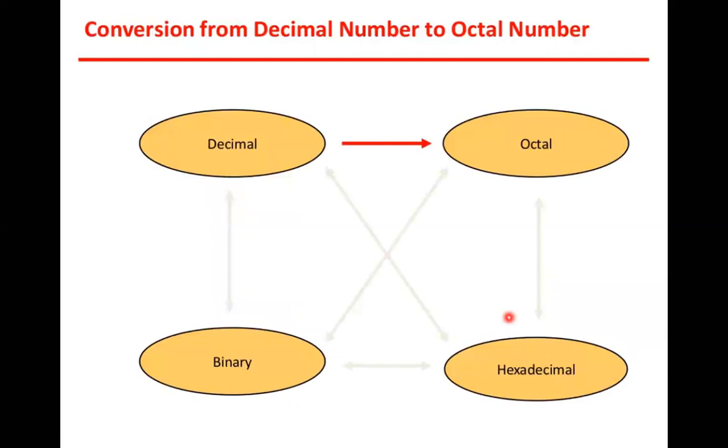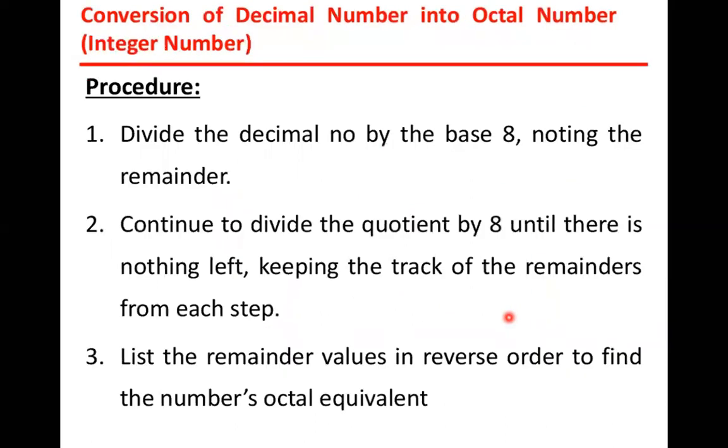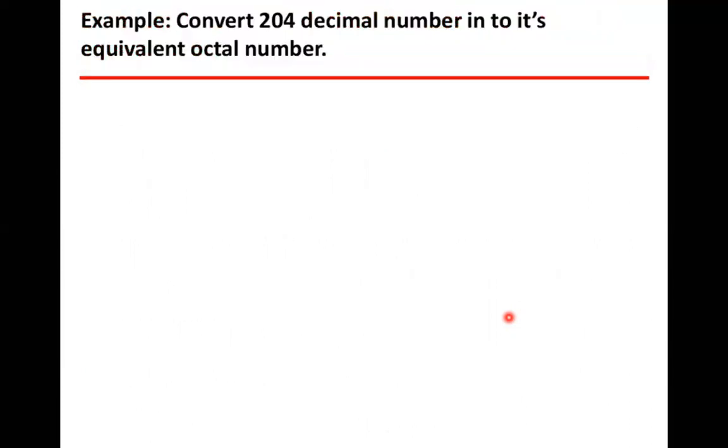Now the conversion between the decimal number system to octal number system. What is the procedure? Divide the decimal number by the base 8, noting the remainder. Same way, decimal to binary we have divided it by 2. Here, decimal to octal we are dividing it by 8 and noting down the remainder. Continue to divide the quotient by 8 until there is nothing left, keeping track of the remainders from each step. List the remainder values in reverse order to find the number's octal equivalent. It is as simple as what we did in the case of decimal to binary.